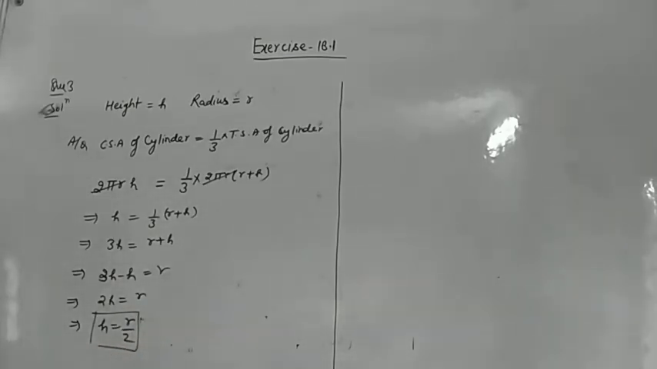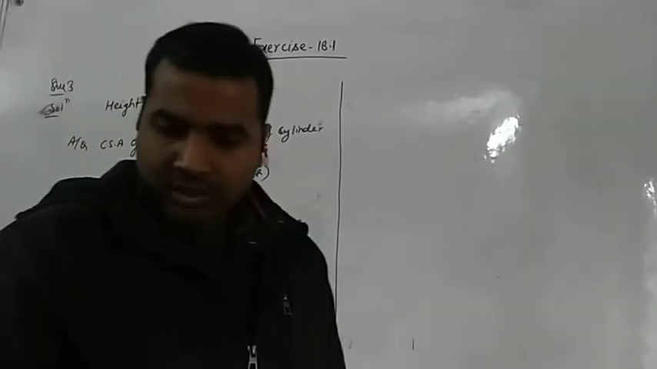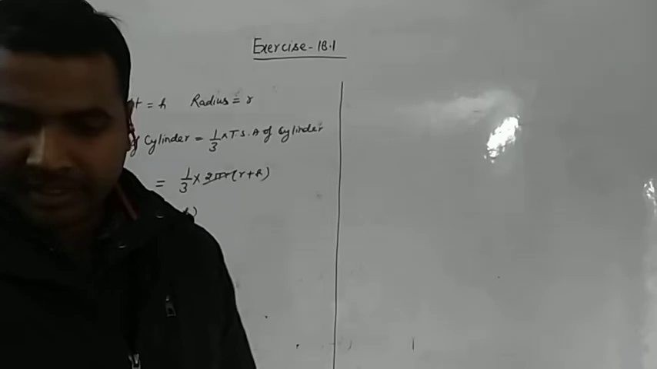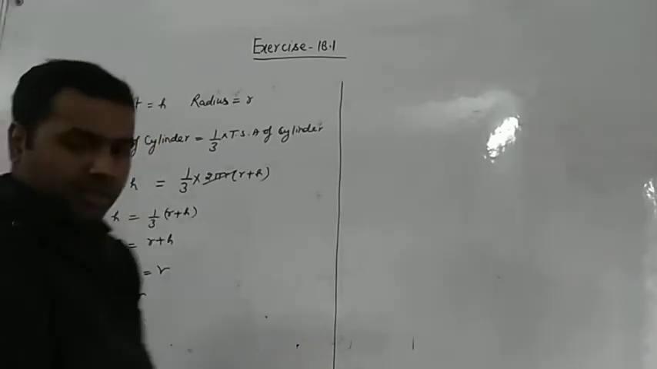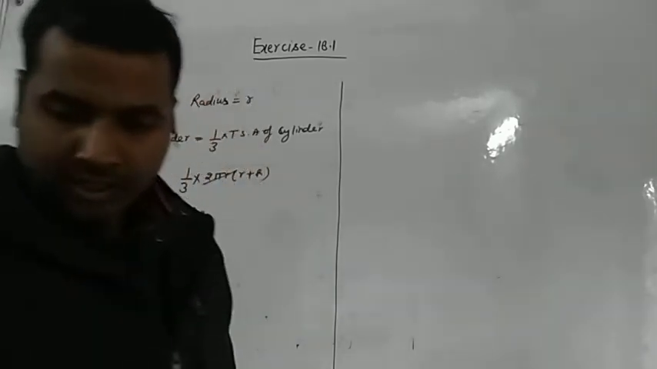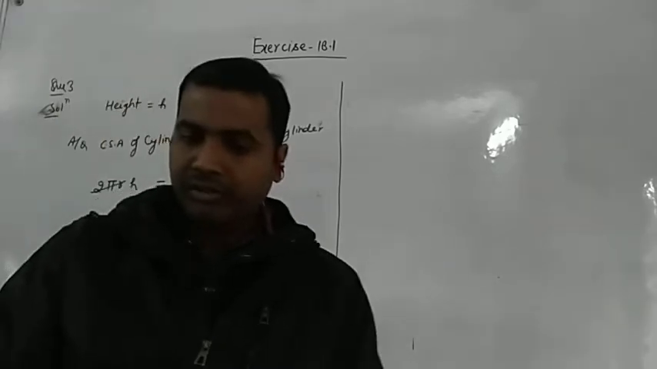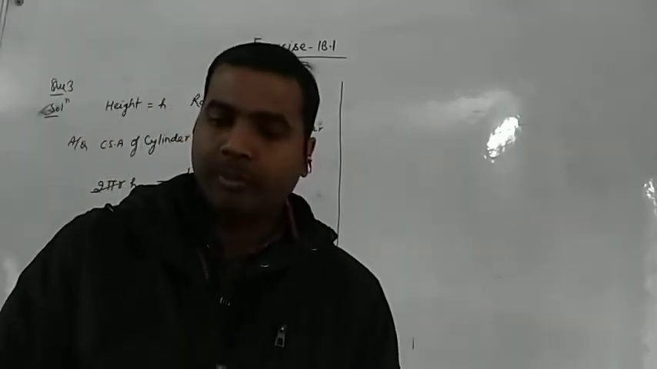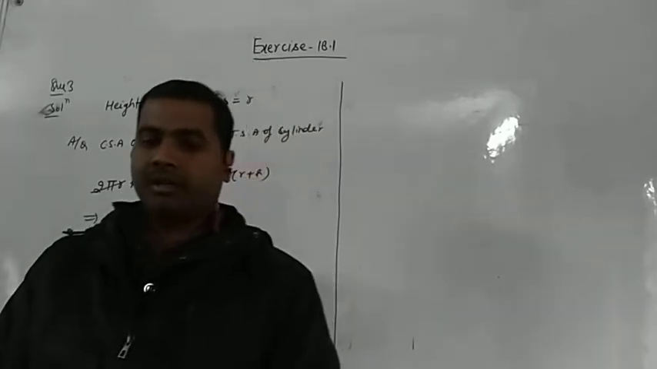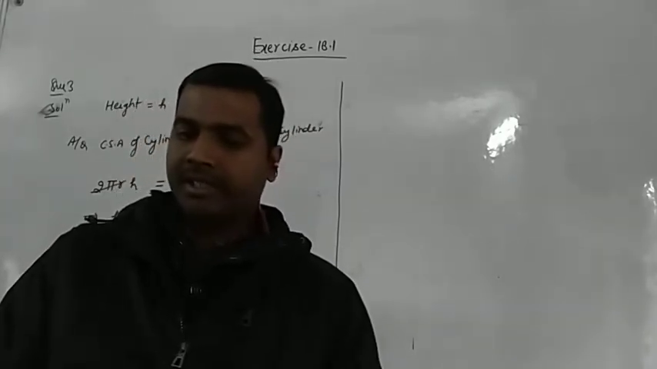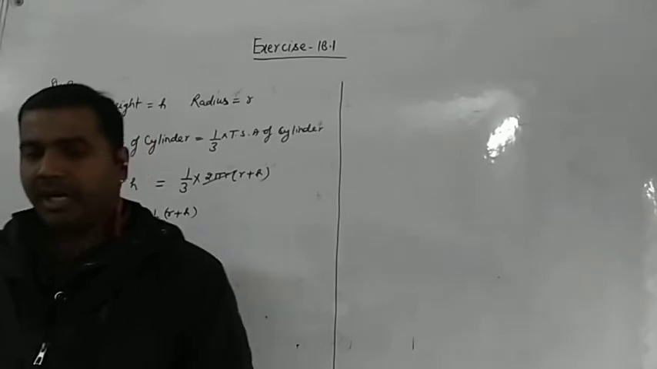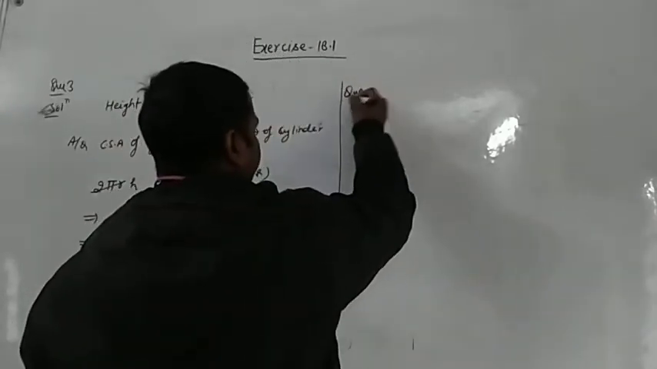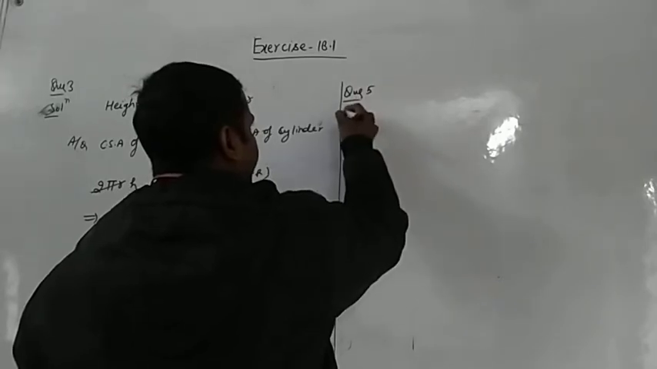Now question number 4 is same as question number 3. Question number 5: a cuboid is 12 centimeter long, 9 centimeter broad and 8 centimeter high. Find the total surface area. So question number 5 solution.